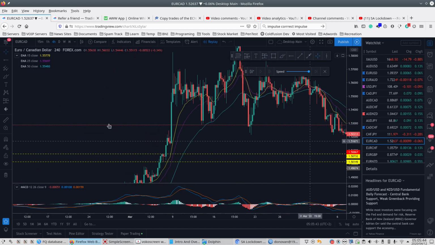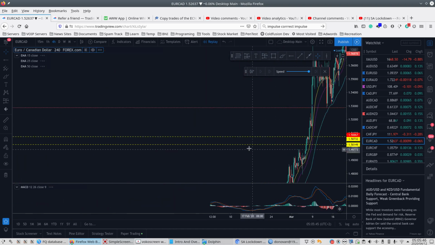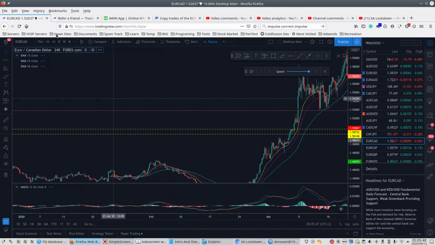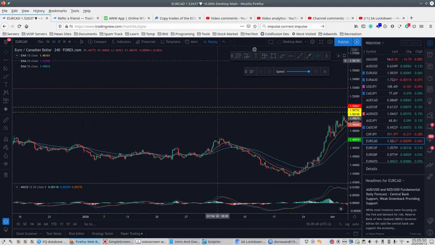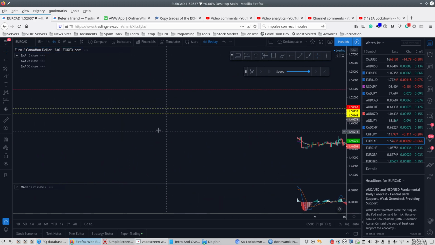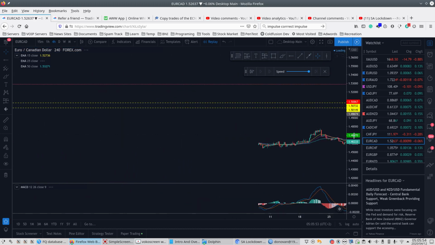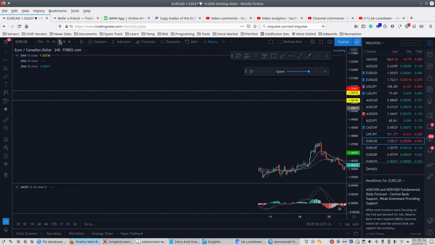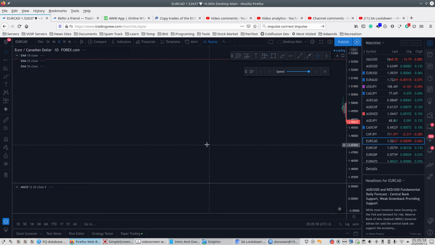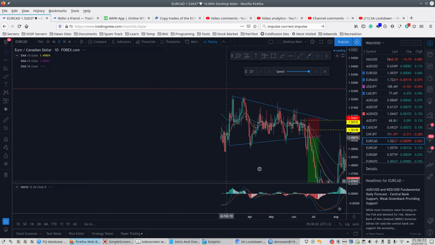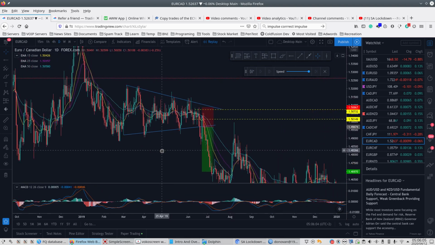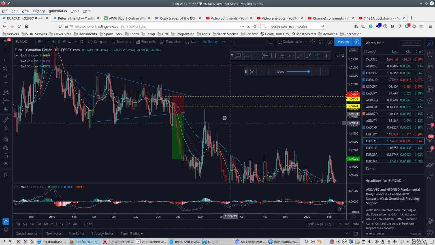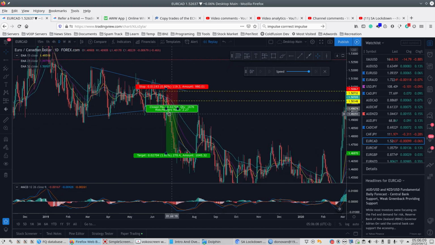Considering I was in replay mode, I think that might have taken me out of replay mode. So where was I? Daily. Apologies, guys. Here we go. Yes, it did take me out of replay mode. However, as you can see, using the strategy, we got most of that downtrend.